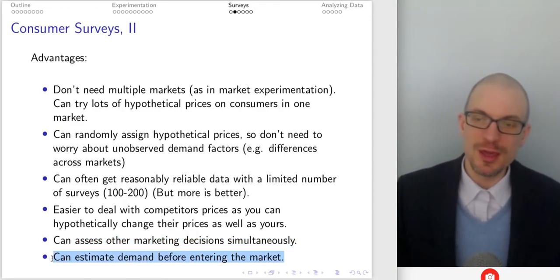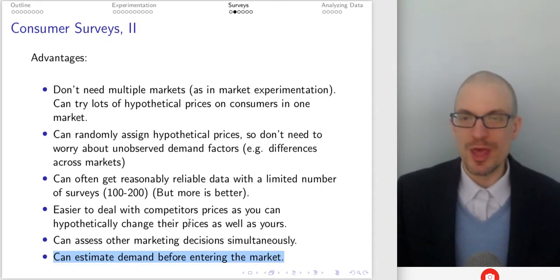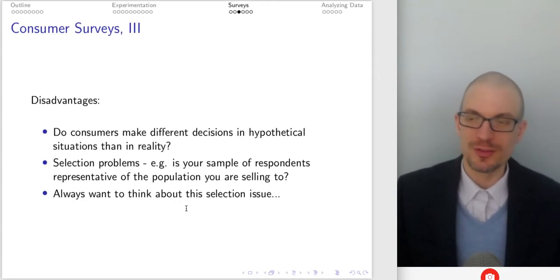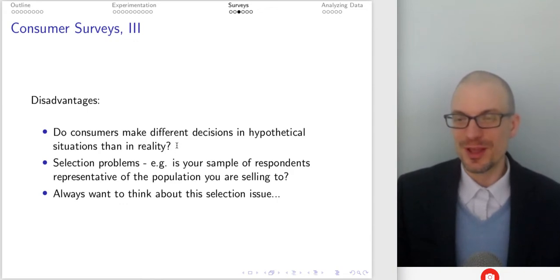The big thing is you can estimate demand prior to entering the market. So this is a way to determine are consumers as in love with your product as you are. Are consumers going to be as interested in purchasing this product as you believe them to be? And that's good to do. You want to estimate your demand before you put in buckets of money without knowing if there's going to be a return.